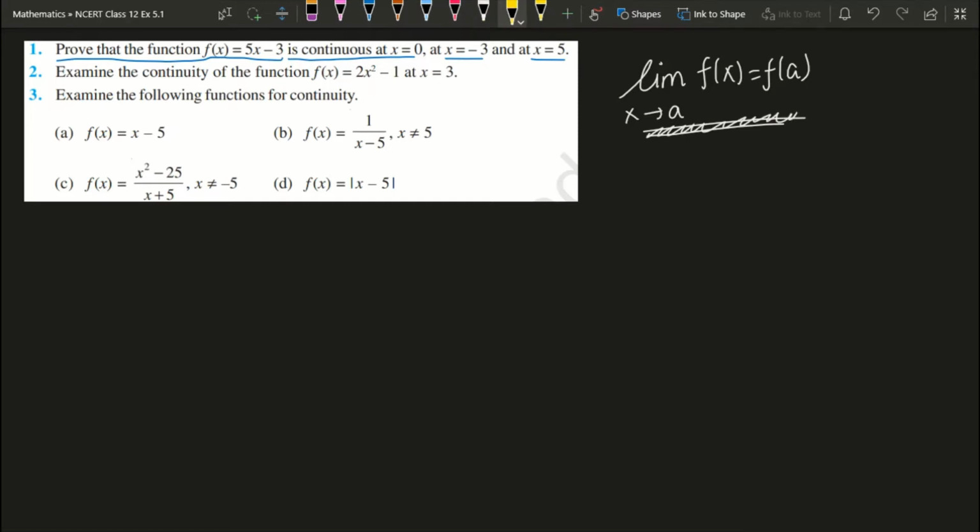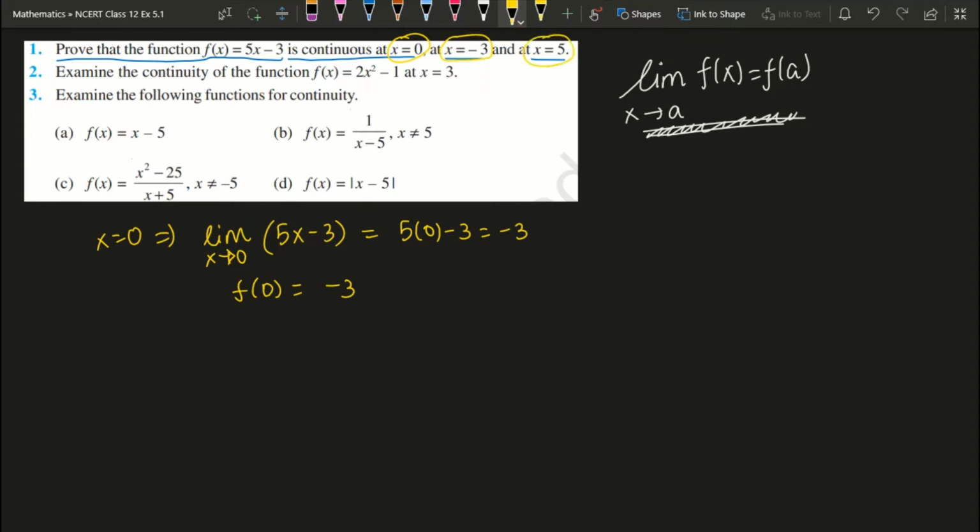So prove that the function f of x equals 5x minus 3 is continuous. First, let's do it at x equals 0. The limit as x goes to 0 of 5x minus 3: since 5x minus 3 is defined at x equals 0, you just do 5 times 0 minus 3, and that's negative 3. And f of 0 is also equal to negative 3. So the function is continuous at x equals 0. I'll leave x equals negative 3 as a practice.